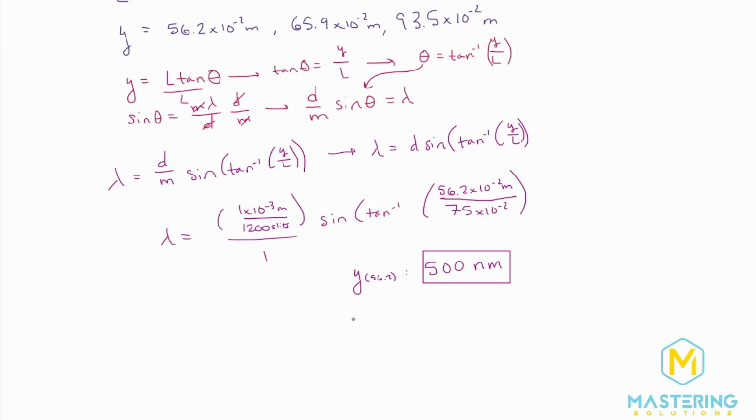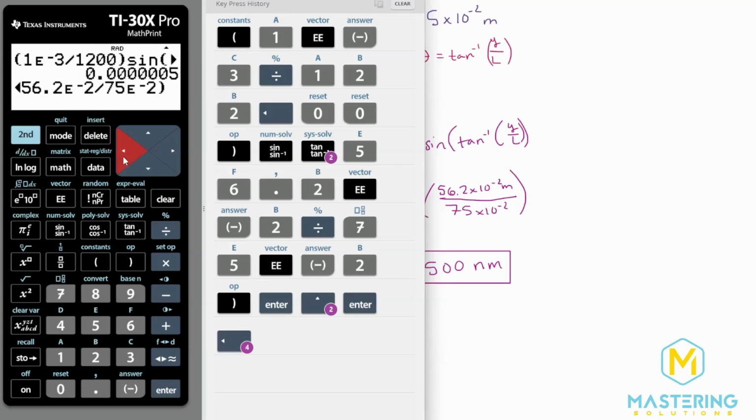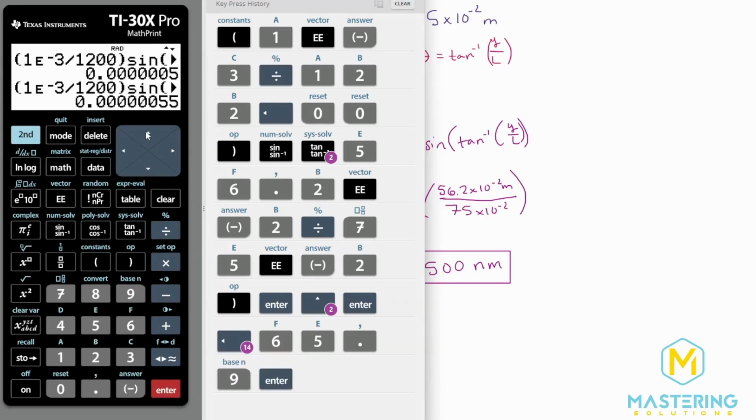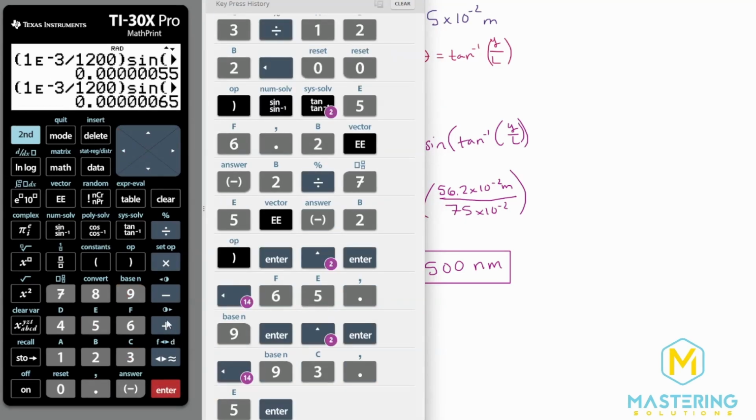And then for the second one, we'll do y for 65.9. Now we can just copy our equation down and go back and change just the y. We said it was 65.9, and so now we have 550 nanometers. And just for time, I'm going to just do the last one. We had 93.5, and we have 650.